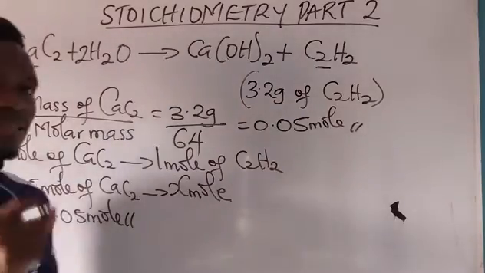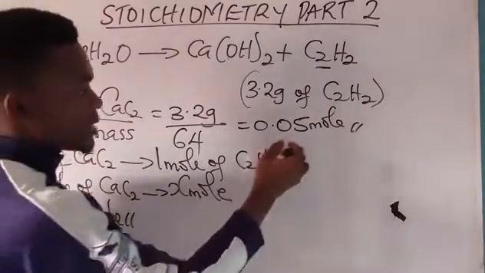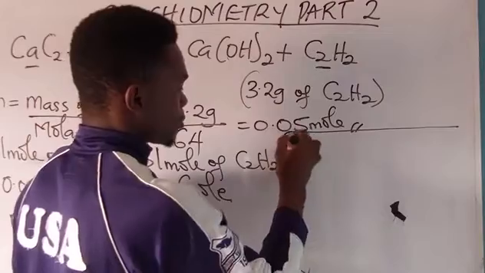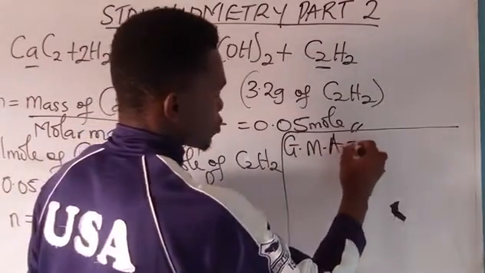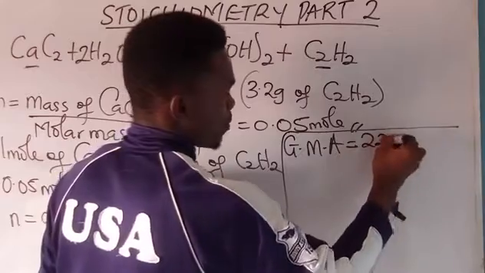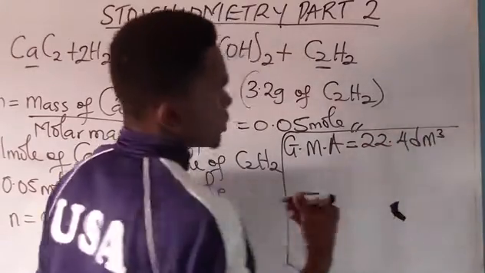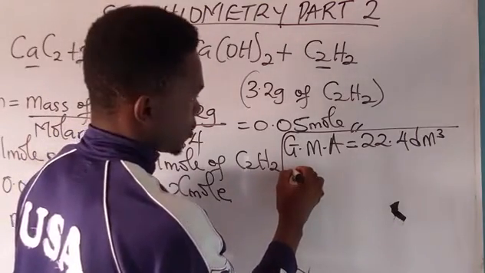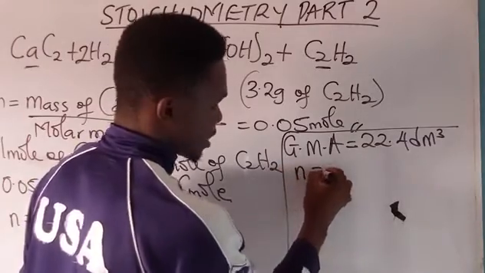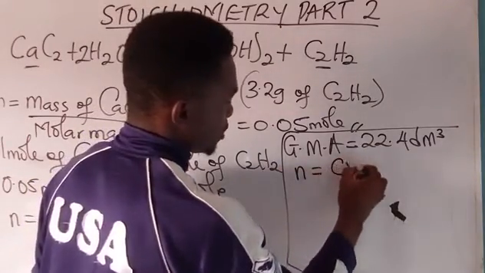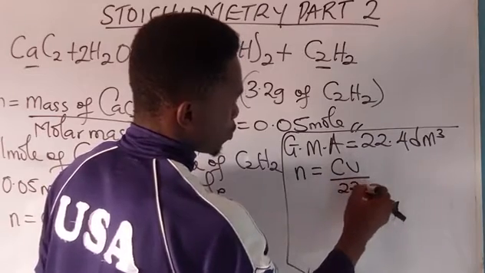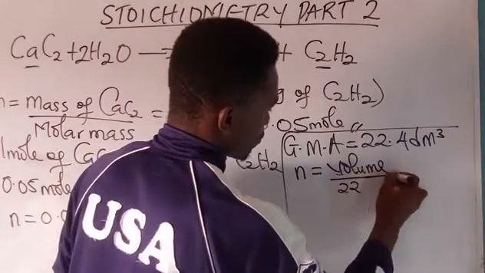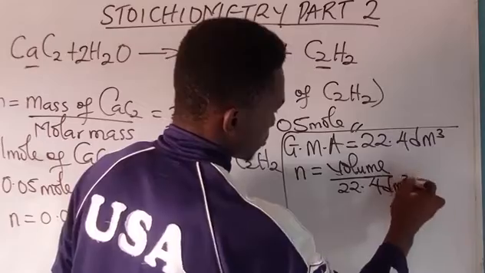They said at STP, we should calculate for the volume. At STP, they gave us the gram molecular volume to be 22.4 dm cube. So the number of moles, as given in our previous class, is equal to volume over 22.4 dm cube.